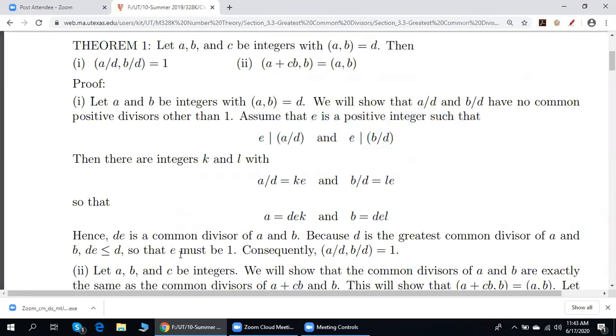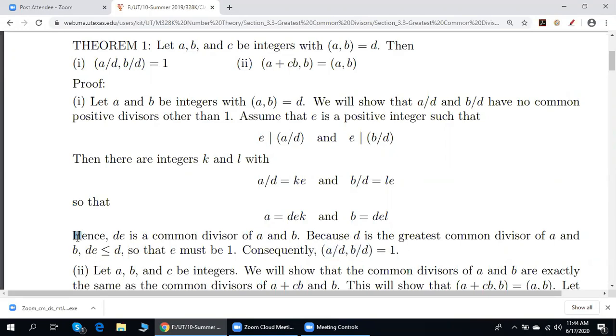Eventually, we concluded that E is 1. So, in short, if E divides this and this, E is 1. Conclusion: the only positive divisor of these two numbers is 1. Since the only positive divisor of these two numbers is 1, the greatest common divisor is 1.